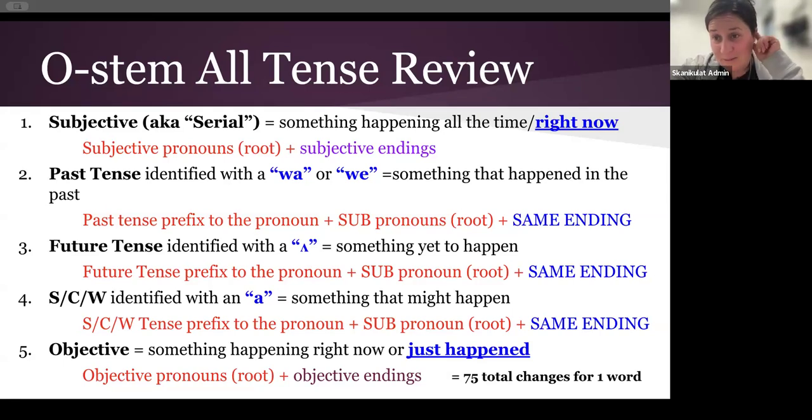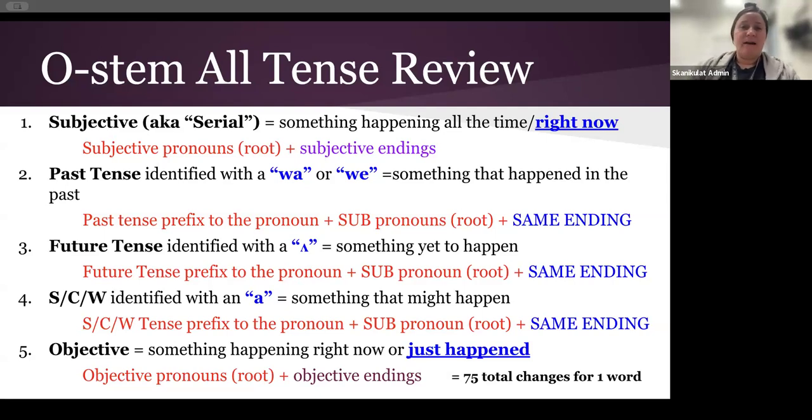So what do we come up with? We actually end up with 75 changes for that one verb, ochu. So that's a lot. That is very sophisticated, advanced verb conjugations for the Oneida language. And that is representative of our people. Our people were highly sophisticated people in advanced societies and cultures and governing systems and histories and stories. And so our language is very much a mirror of that.